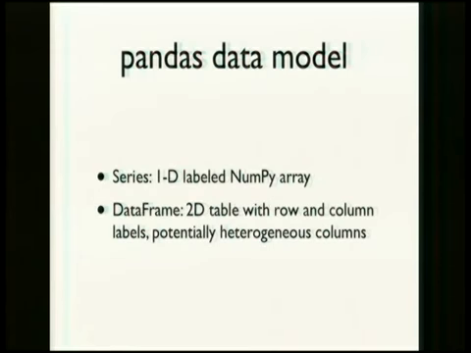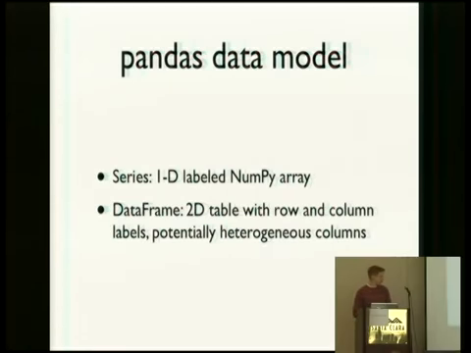So the two main objects in pandas are the series, which is a one-dimensional NumPy array. So it's a homogeneous one-dimensional array of data, and it has a set of labels attached to it. And I'll show you a diagram on the next slide. The data frame you can think of as like a SQL table or a spreadsheet or a CSV file. It's your standard tabular data structure.